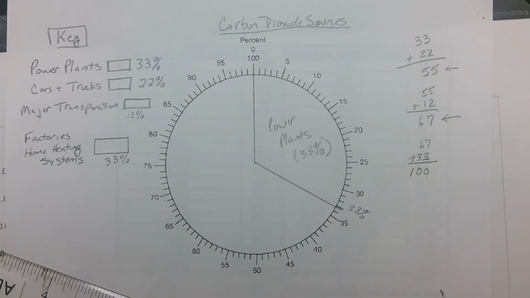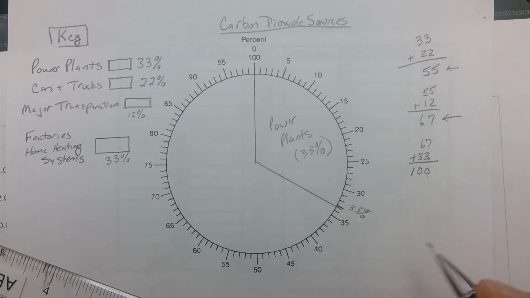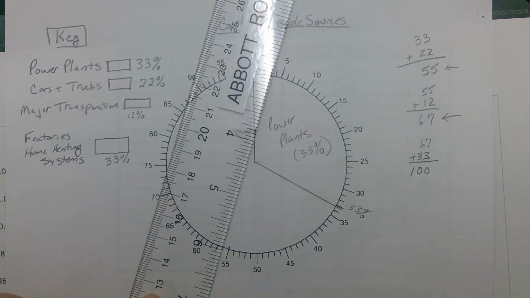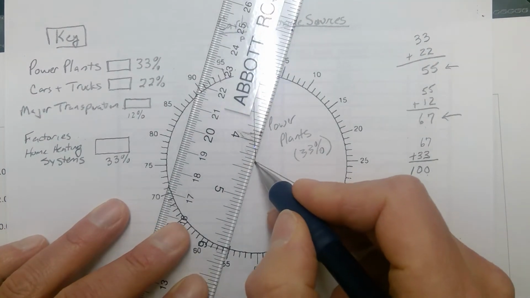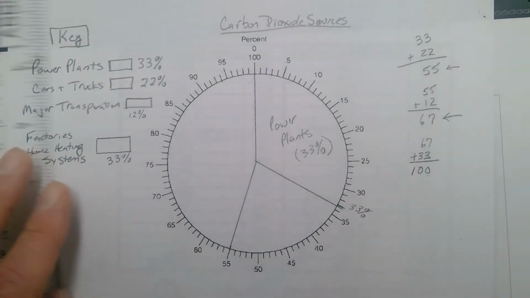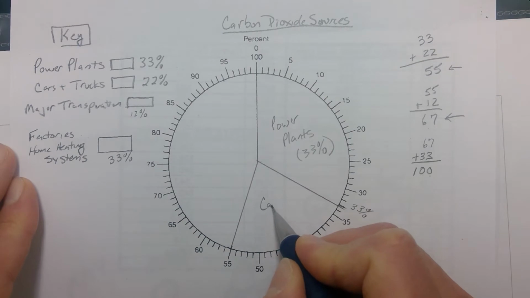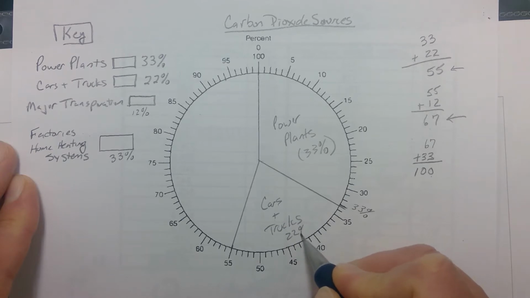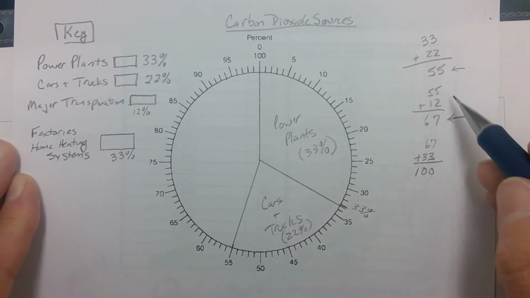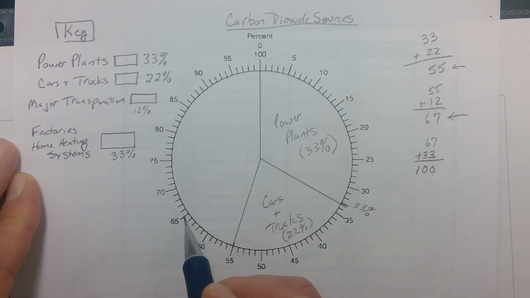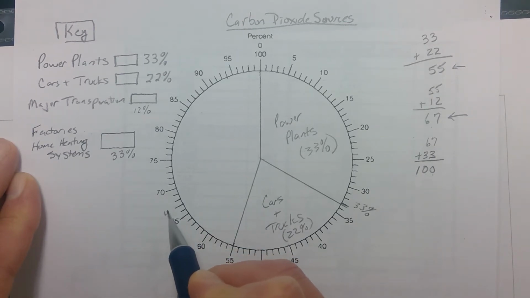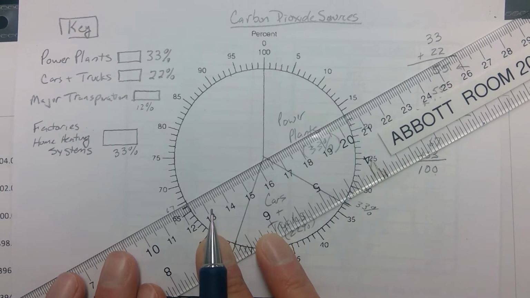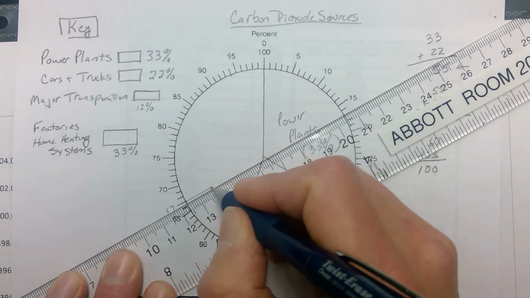Cars and trucks are 22%. So 33 plus 22 goes to 55. I'm going to find 55 for the next segment. I'm going to go back to my center, and I'm going to draw carefully to 55. And this I'll label cars and trucks. Okay, that's 22% of the total. Okay, you add 12 to that, you get to 67. 67 should be right there. So the smallest contributor, only 12%.